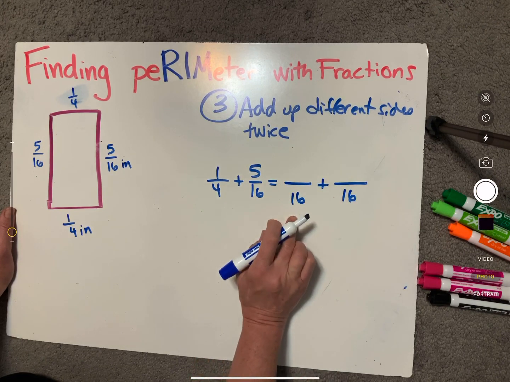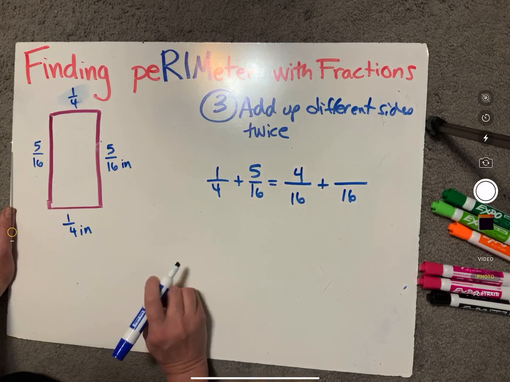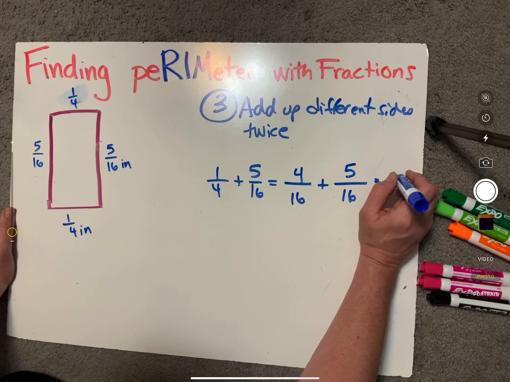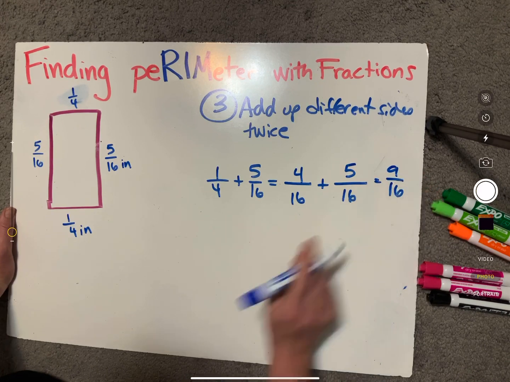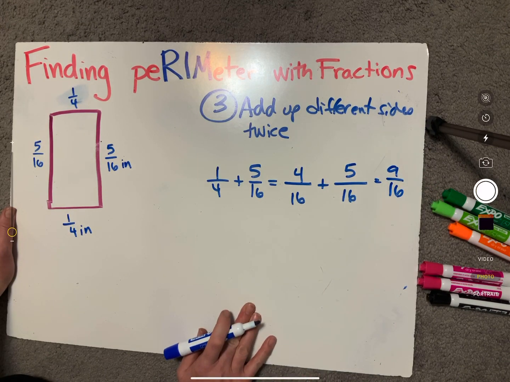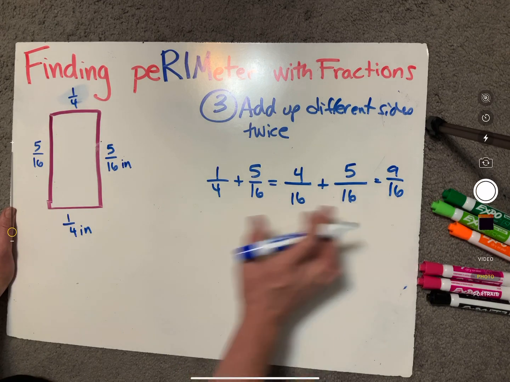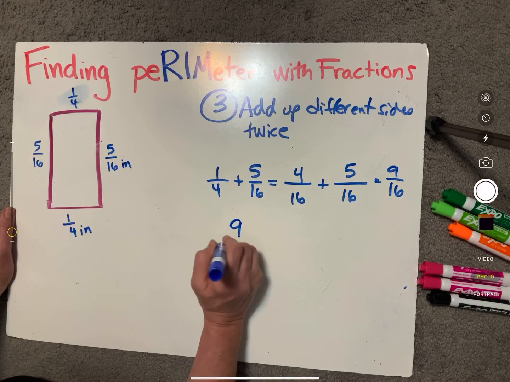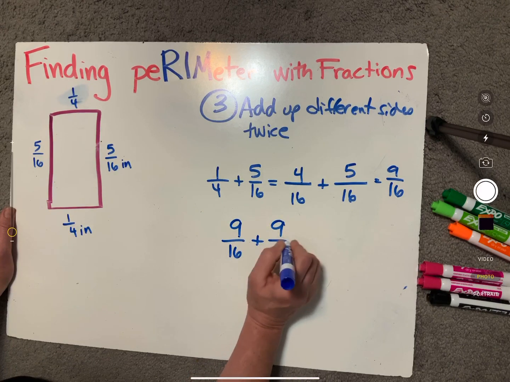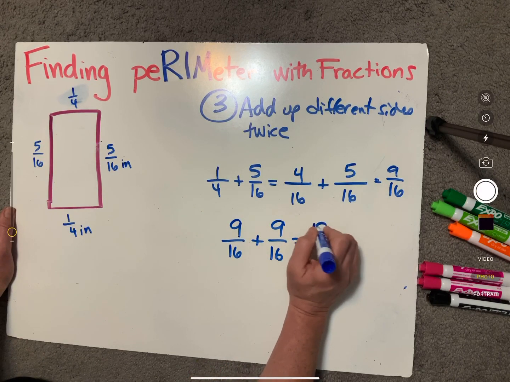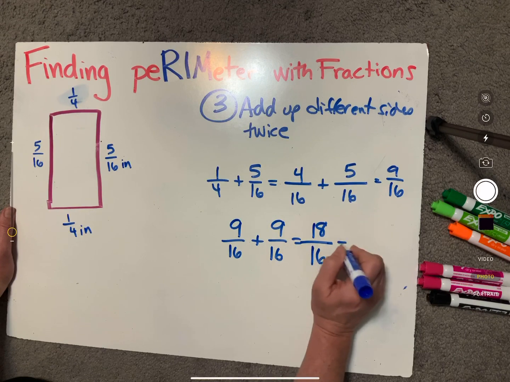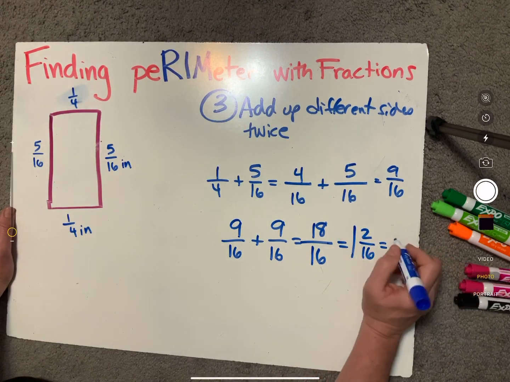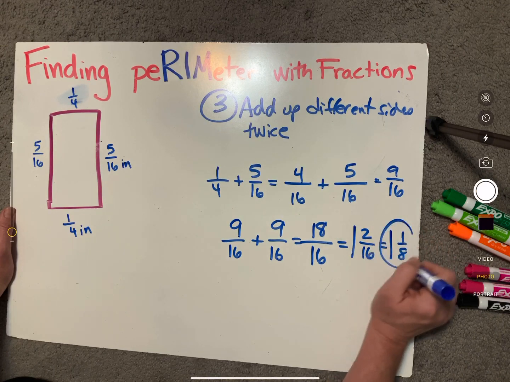4 times 16 is 1/4, and this is 5, which gets me 9/16. Okay, so that's 9/16, but we've only added these two sides. So now I have to add 9/16 to itself. So 9/16 plus 9/16 would be 18/16, which would be 1 2/16, which would be 1 1/8.